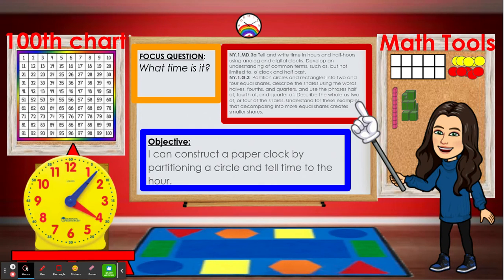Hi, boys and girls. In today's lesson, we will be focusing on what time is it? And when we're thinking about that focus question, we're going to be able to construct a paper clock by partitioning a circle and telling time to the hour. And in today's lesson, we're actually going to use a digital form to see that.